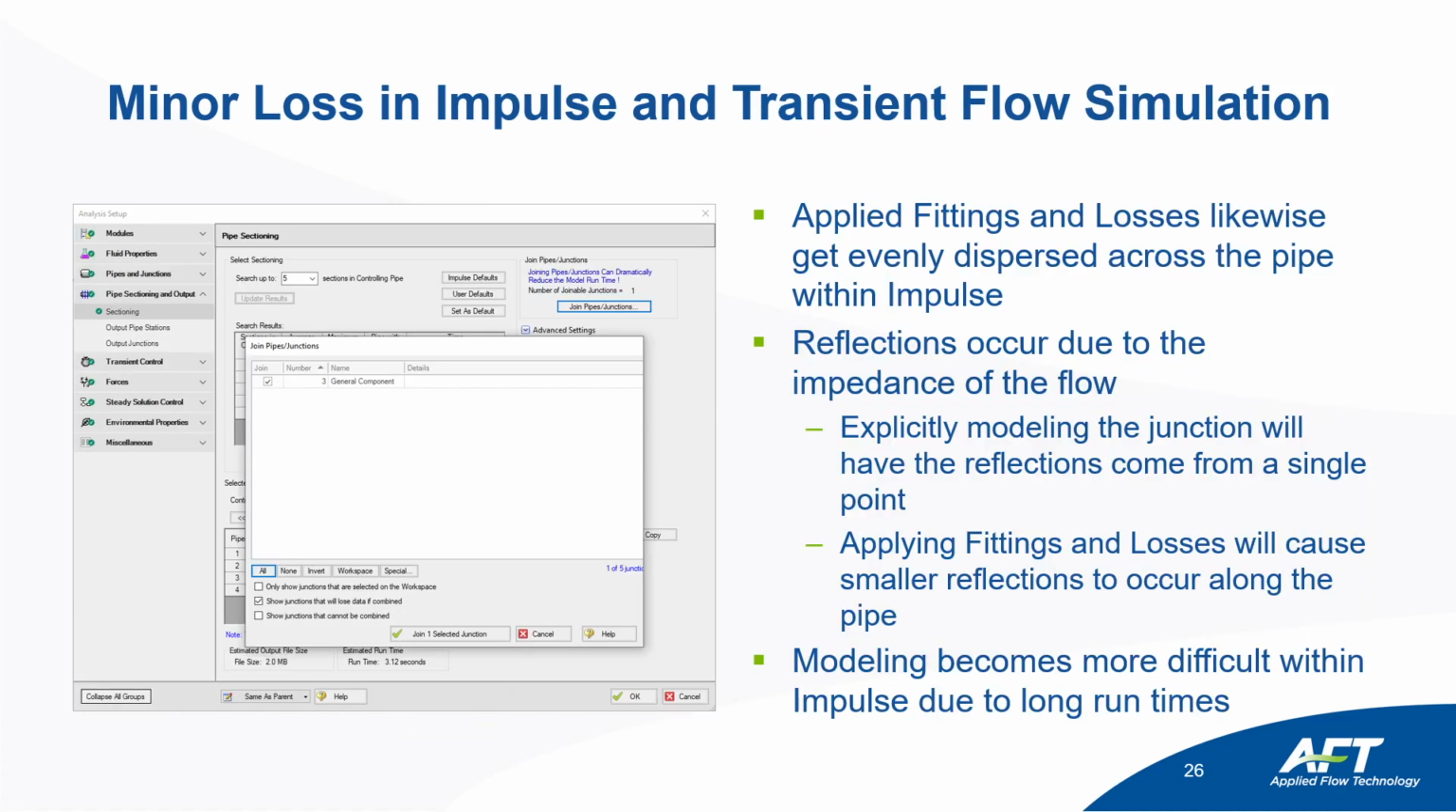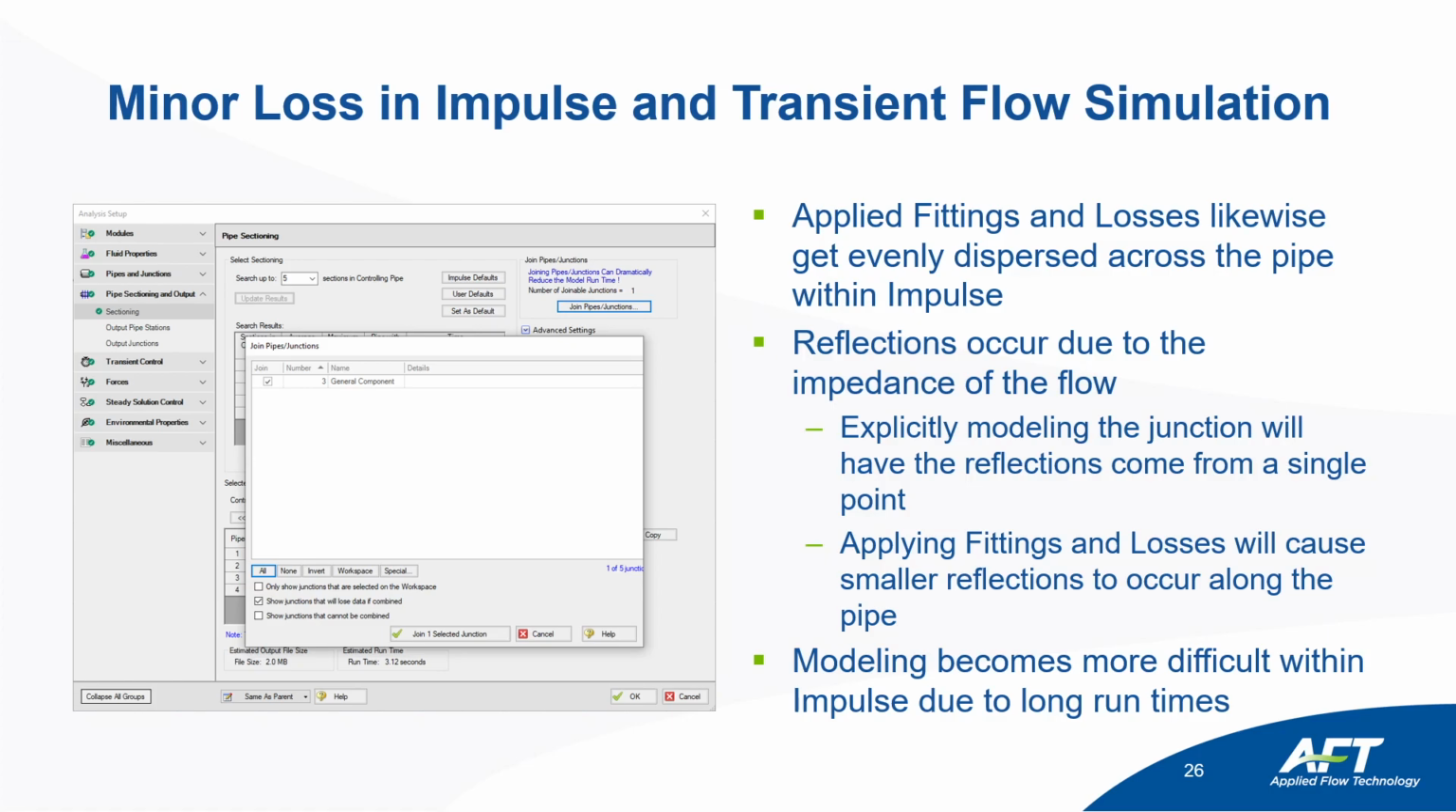Let's look at the minor losses within Impulse and transient flow. We can apply fittings and losses likewise in Impulse that we would in Fathom, and it will likewise evenly disperse that K across the pipe. Where can the issues come from this? Reflections will occur due to the impedance of the flow. Like if we're dealing with our transient simulations, we know that reflections will come from those restrictions.